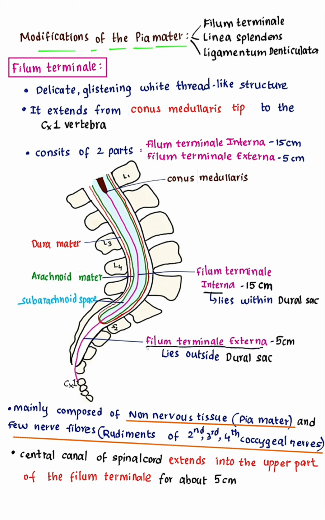Filum terminale externa lies outside the dural sac. It measures about 5 centimeters in length. Filum terminale interna is within the dural sac, filum terminale externa is outside the dural sac.